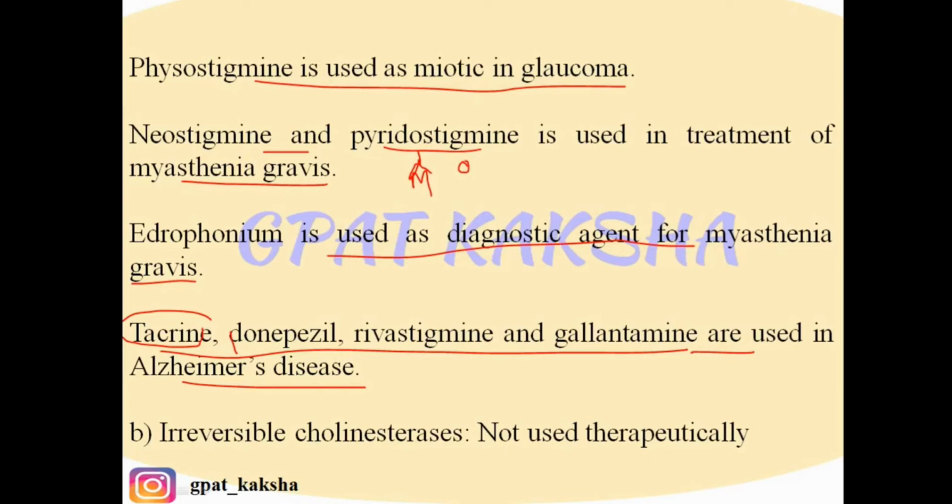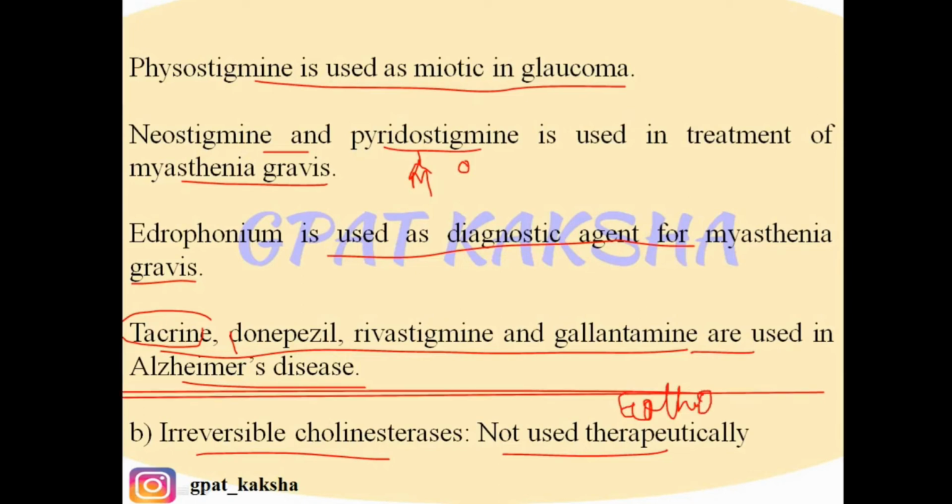Irreversible cholinesterase inhibitors are not used therapeutically, except ecothiophate, which is sometimes used in treatment of glaucoma. Otherwise, the irreversible cholinesterase inhibitors are not used therapeutically.